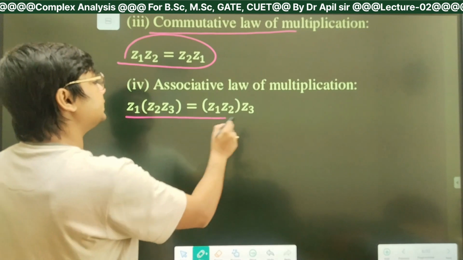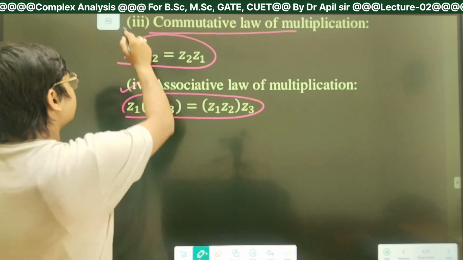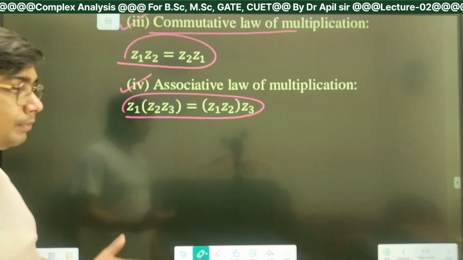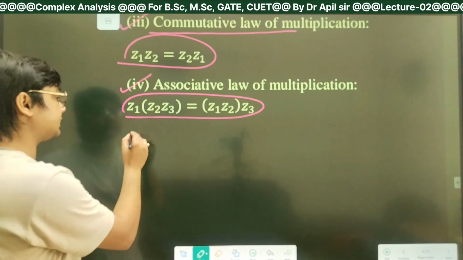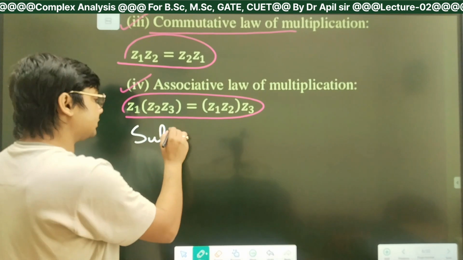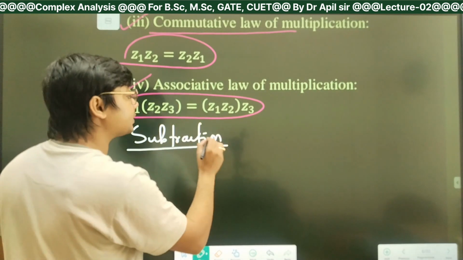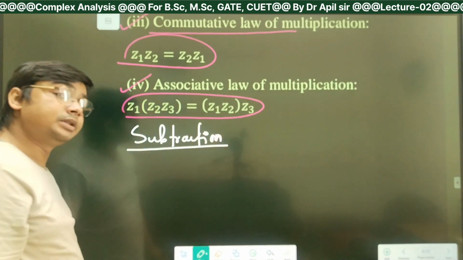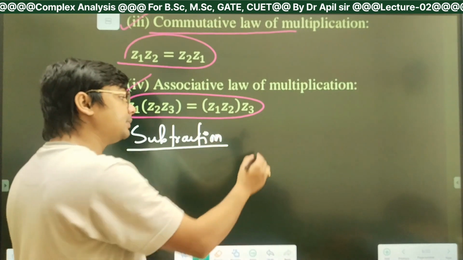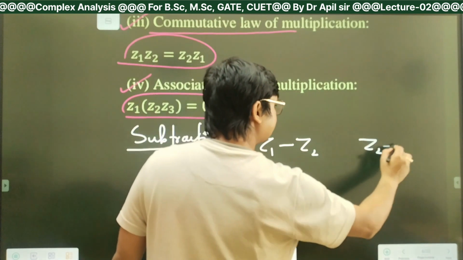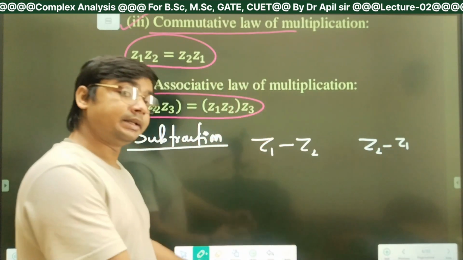And in case of multiplication, this associative law also is satisfied, right? We can easily verify this thing. But what about the subtraction? This is important, right? Subtraction. In case of subtraction, whether this commutative property is satisfied, that means whether Z1 minus Z2 and Z2 minus Z1 are equal?